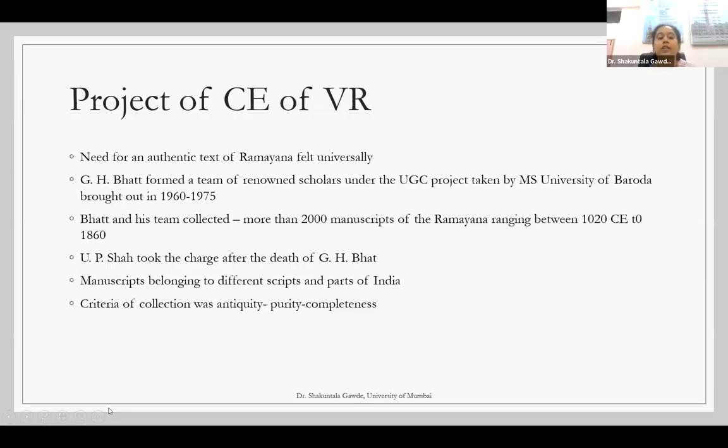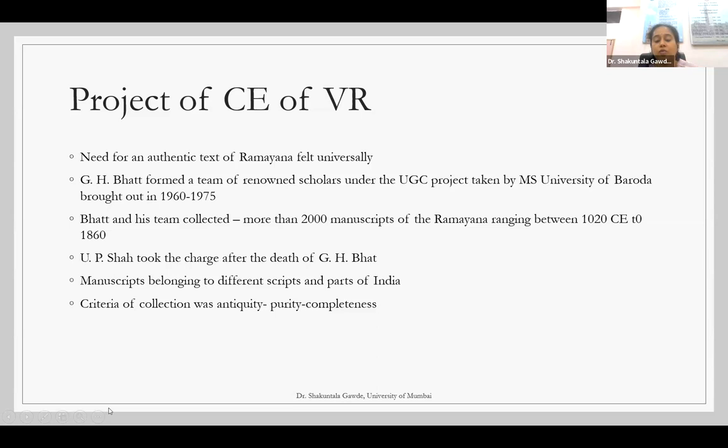So this project was undertaken by G.H. Bhatt. And of course, it was not the work of an individual. It was teamwork. There we can see even all the team members mentioned in the critical edition of the Ramayana. So G.H. Bhatt formed a team of renowned scholars under the project undertaken by MS University of Baroda, which was brought out from 1960 to 1975. Bhatt and his team collected more than 2,000 manuscripts of Ramayana, ranging between the 10th century to the 18th century almost.